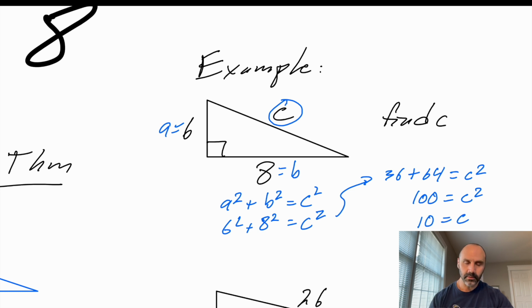10 equals c. Normally, when you take the square root, you'd say plus or minus, right? But having a negative length of the side of a triangle doesn't make any sense. So the answer is just 10. That's how you do that.